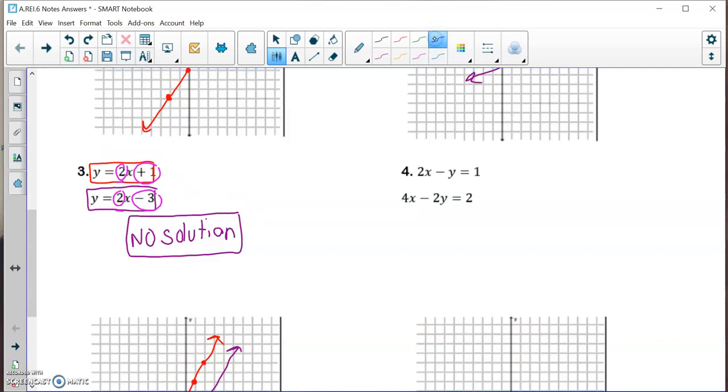So for number 4, I need to get my top equation in slope-intercept form. I'm going to start off by subtracting 2x from both sides. And I have a negative y is equal to a negative 2x plus a 1. And now I'm going to divide by negative 1 on both sides to get y is equal to a positive 2x minus a 1.